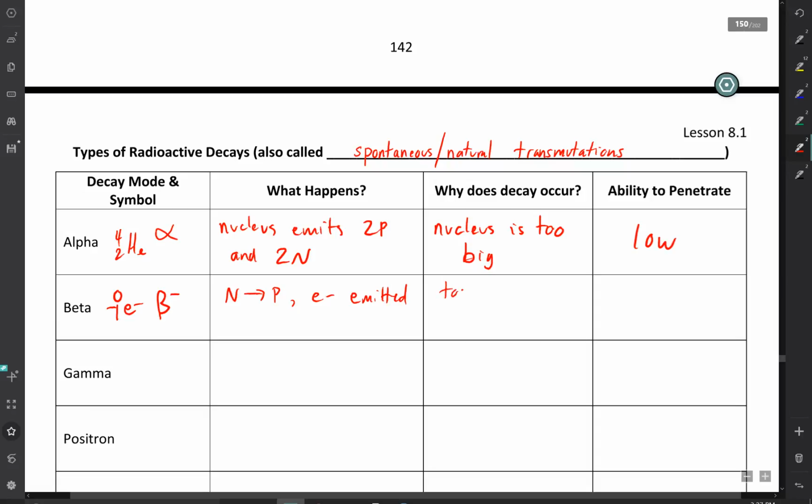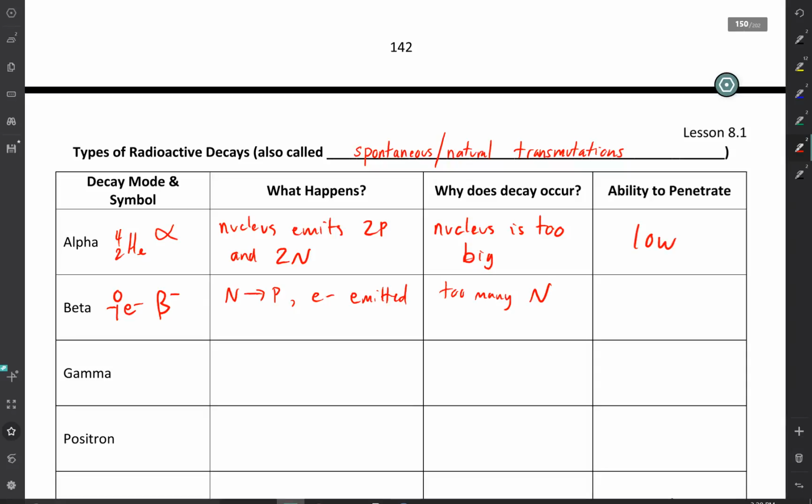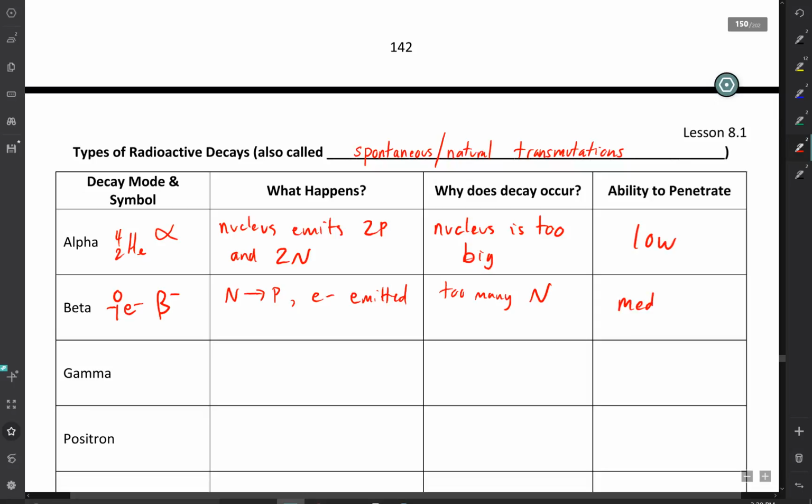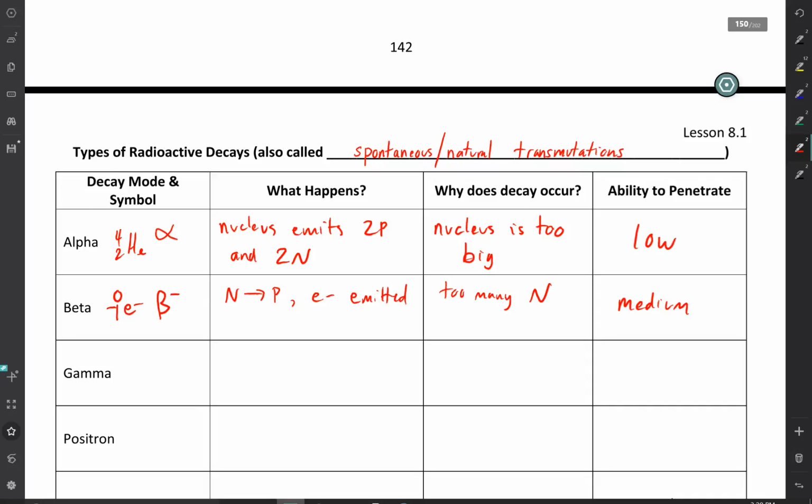More specifically, we have too many neutrons. And hopefully this makes sense. So we take a neutron and we turn it into a proton. We've lowered the total number of neutrons. We've happened to raise the number of protons, but we're starting to address that low proton to neutron ratio. Beta particles have a medium ability to penetrate. They can get through your skin, but they can penetrate to maybe a centimeter or so. They're going to get stopped by the tissue.